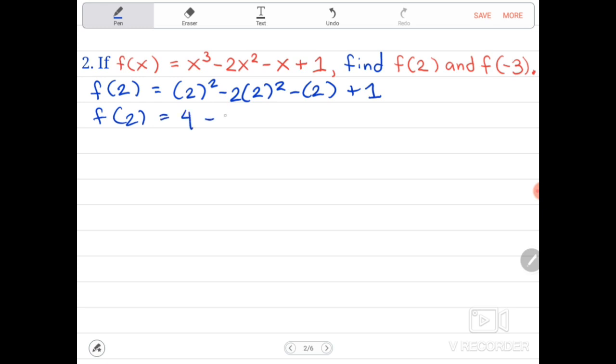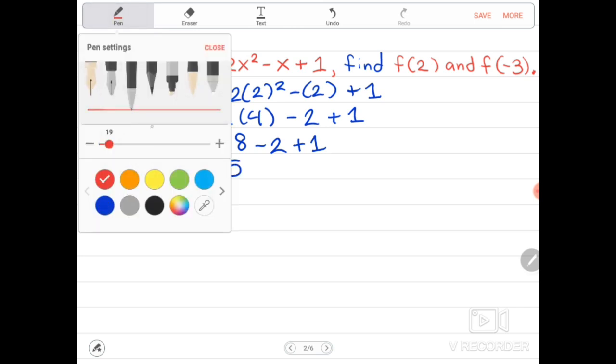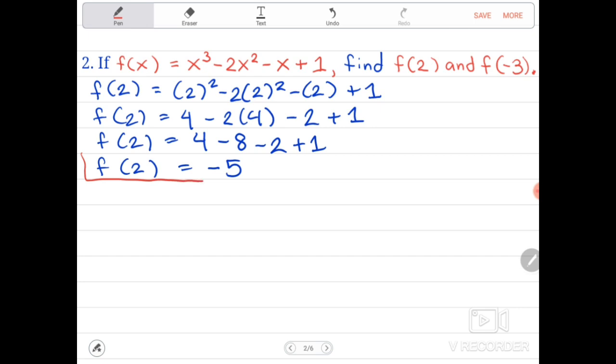8 minus 2. Simplify muna natin yung may mga exponent. 8 minus 2 times 4 minus 2 plus 1. We have 8 minus 8 minus 2 plus 1. And lastly, we will be having negative 1. So that will be the value of f of 2.